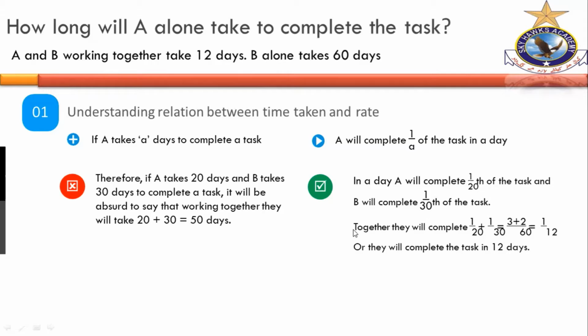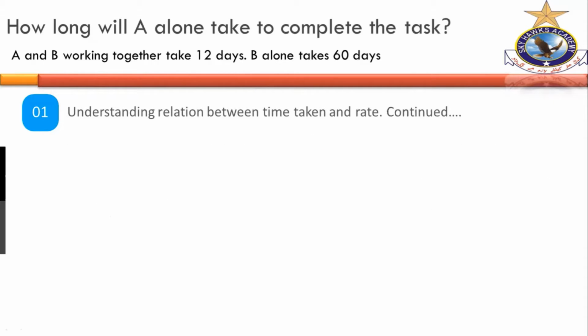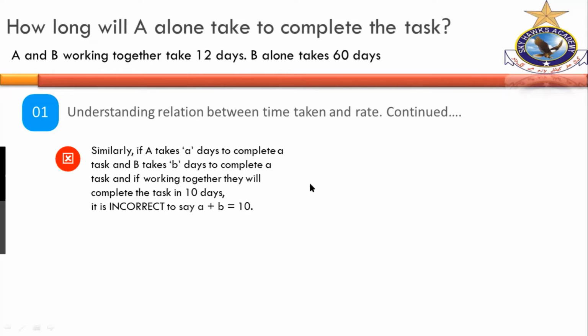So it's very clear. Now let's see, if we are adopting the second choice, then understanding the relation between time taken and rate is the key step to the solution, that rate and the time. So these are the two things. Let's see another idea. Please read this one.